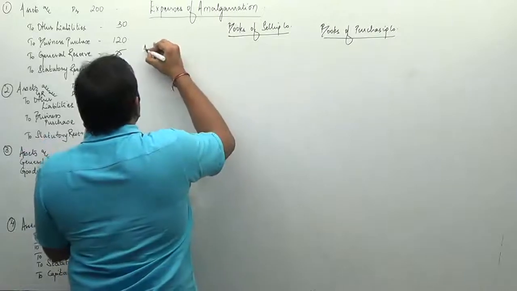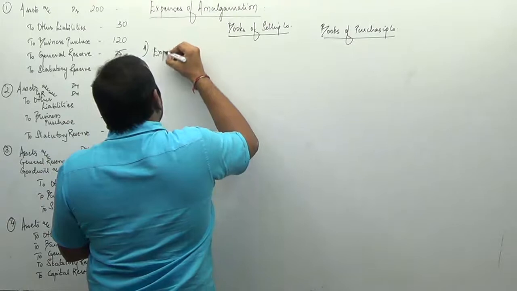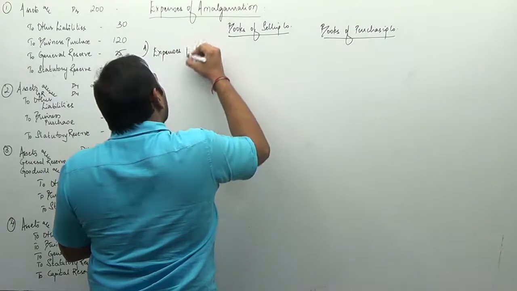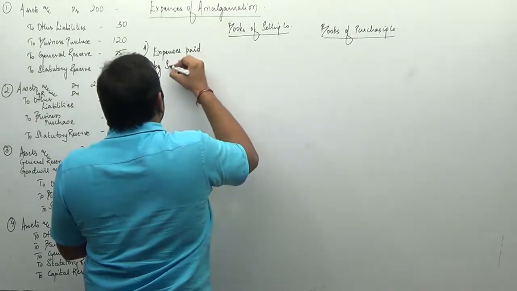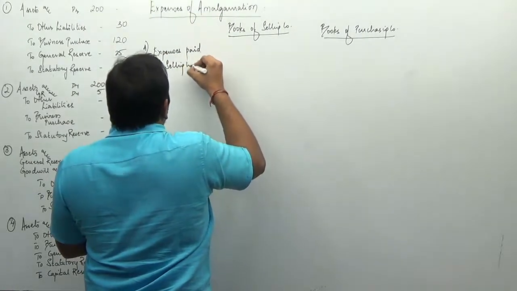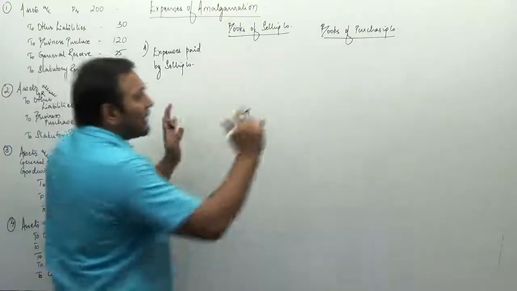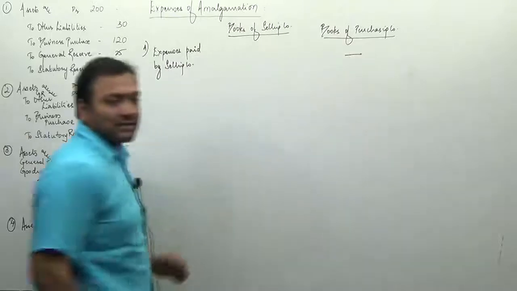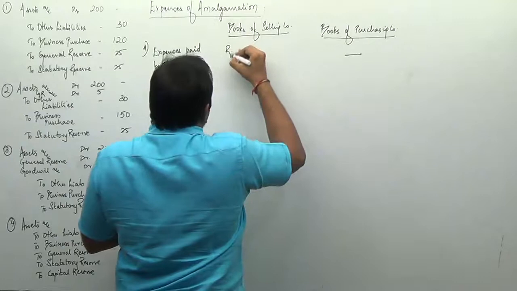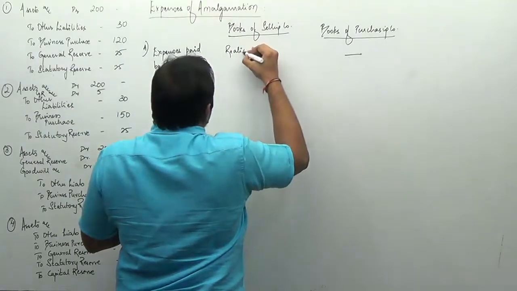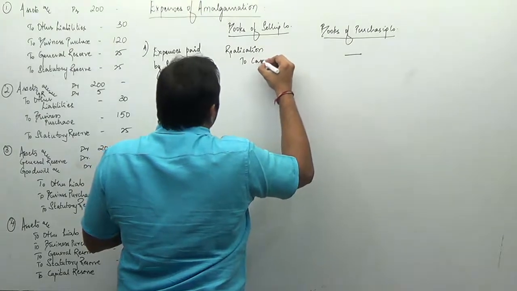First case, when the expenses are paid by selling company, only the selling company pays expenses. Purchasing company has nothing to do with the transaction. But in the selling company books, we record the entry as realization account debit to cash.